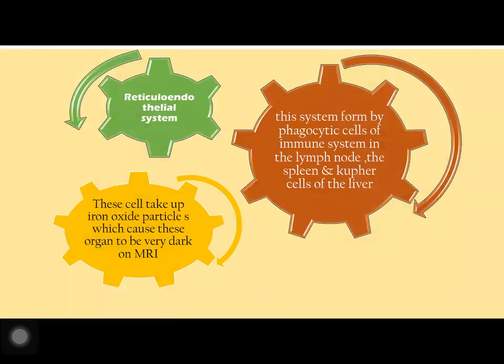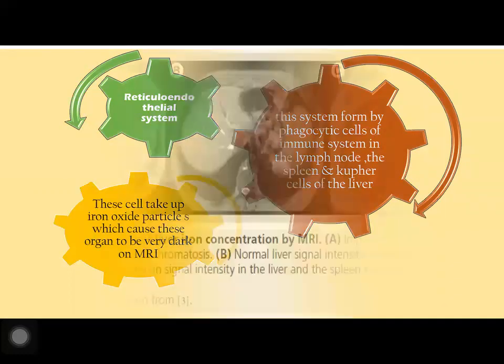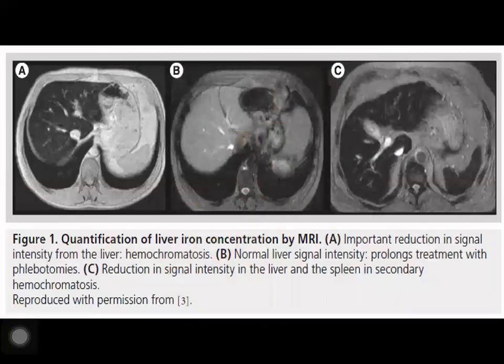The reticuloendothelial system describes the phagocytic cells of the immune system, the Kupffer cells of the liver and spleen. These cells take up iron oxide particles, which cause a very dark organ on MRI. High iron overload: this A describes hemochromatosis. In hemochromatosis, iron is deposited in the hepatocytes, so just the liver is very dark, but the spleen is normal intensity.